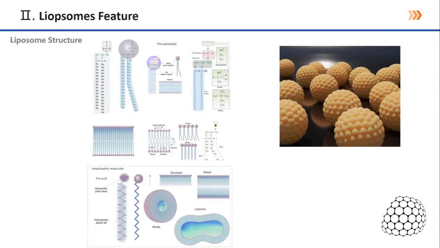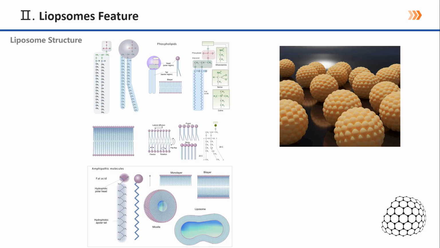Next, let's take a closer look at the structure of liposomes. Liposomes are made up of phospholipid molecules, which have unique structural characteristics. They consist of a polar head and a non-polar tail, like a little tail molecule with a hydrophilic head and a hydrophobic tail. These phospholipid molecules will automatically arrange themselves in an aqueous solution to form a double-layer structure, just like two layers of little tails facing each other, forming the basic framework of liposomes.